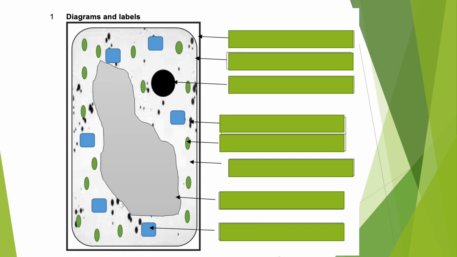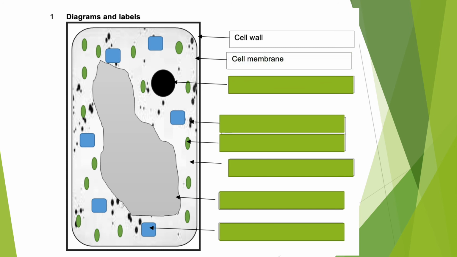So the first one, I'm going to go from the top here. The first one you're going to find is the cell wall, okay? And this is because the cell wall is outside of the cell membrane. You'll notice that most of the organelles are contained inside two different membranes, or two different little structures. So the first one is going to be your cell wall. The next one is going to be your cell membrane. So make sure you know the difference between the two.